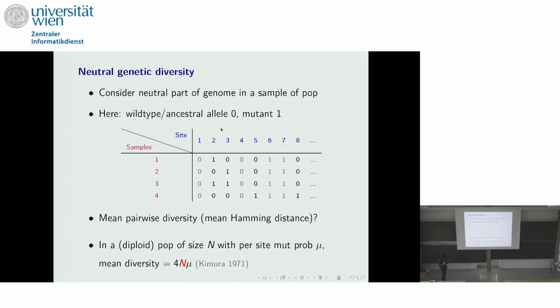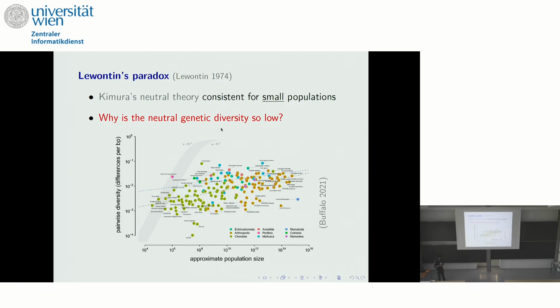That's the formula for a diploid population due to Kimura: the mean diversity is simply 4Nμ. The important thing here is that this diversity increases linearly with the population size. That's fine, but this is what has been measured. I'm showing this from a recent work, and it has been measured many, many times. What is shown here is the pairwise diversity as a function of the census population size.